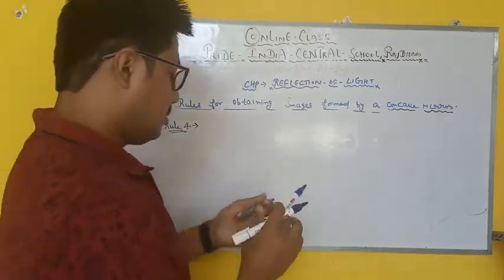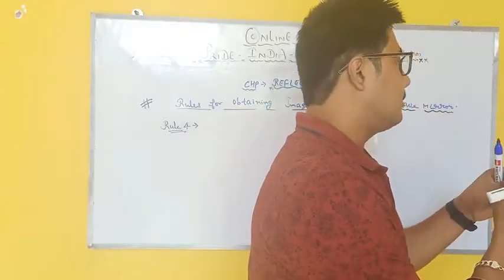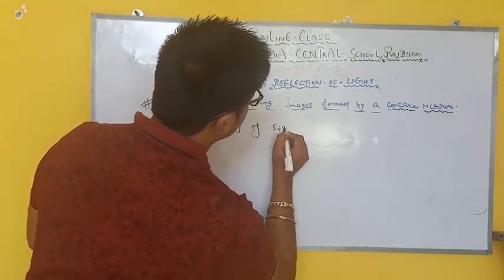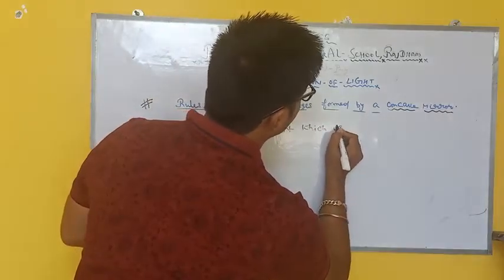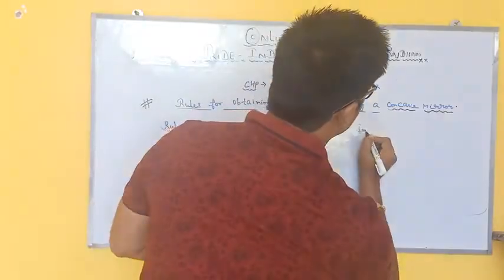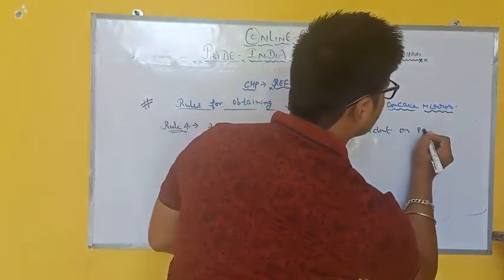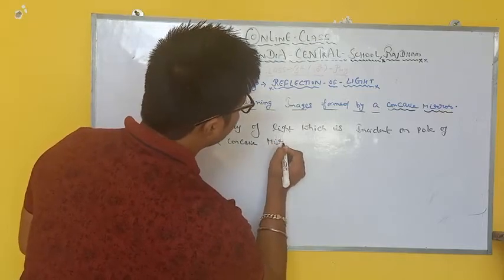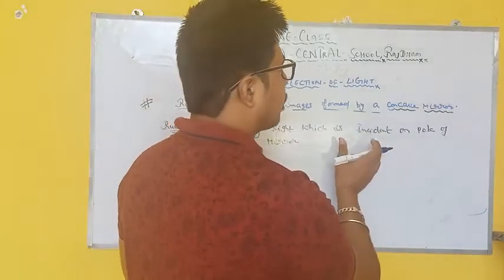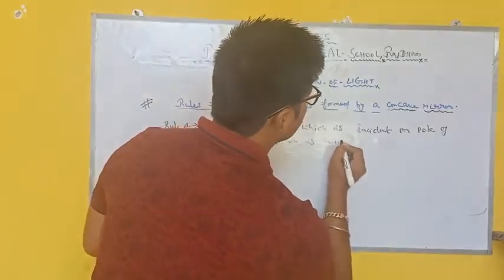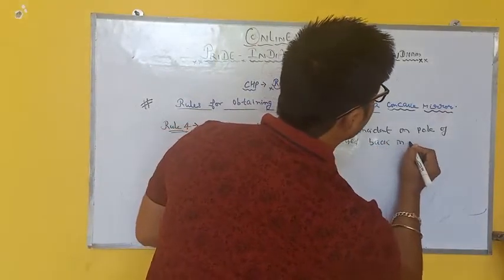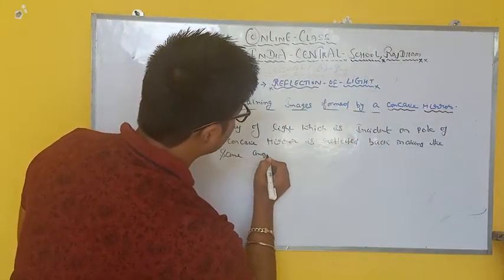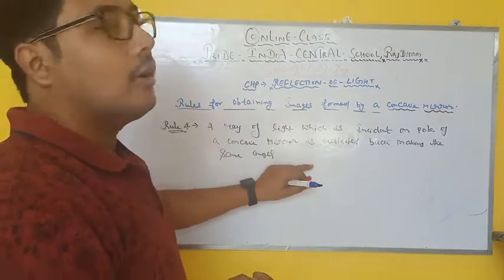Rule 4. What does rule number 4 say? A ray of light which is incident on the pole of a concave mirror is reflected back, making the same angle with that of the principal axis.